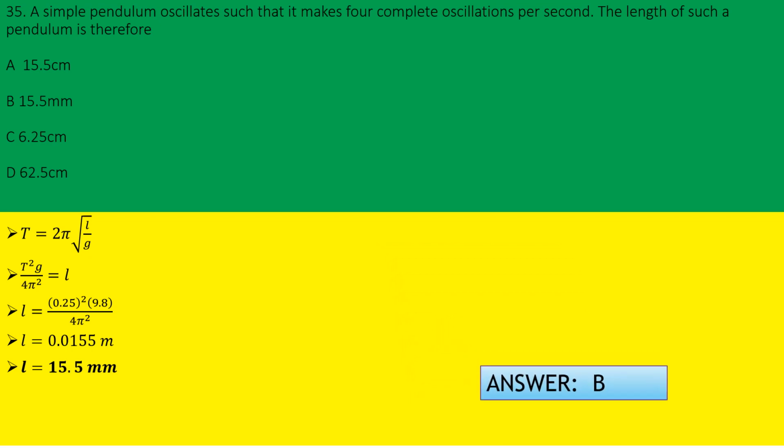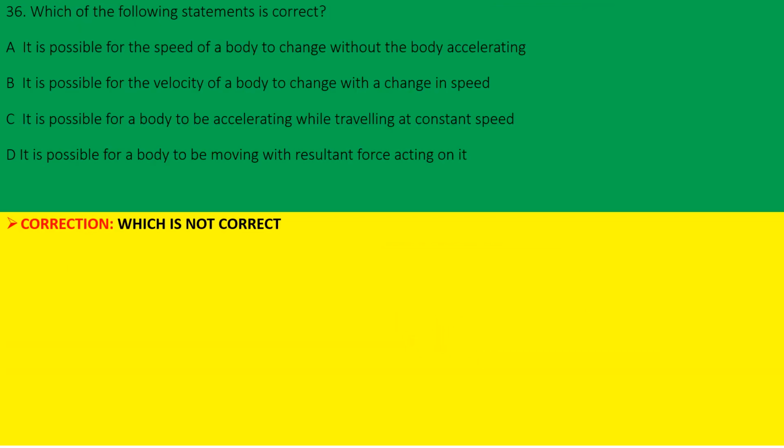Which of the following statements is correct? All right, so the question here is which is not correct. A says it is possible for the speed of a body to change without the body accelerating. That's not possible, because how do you define acceleration? The rate of change of velocity. As long as the velocity is changing, then the body is accelerating. Speed is just the magnitude of velocity, and if that magnitude is changing, there is even bigger reason why the acceleration must exist.